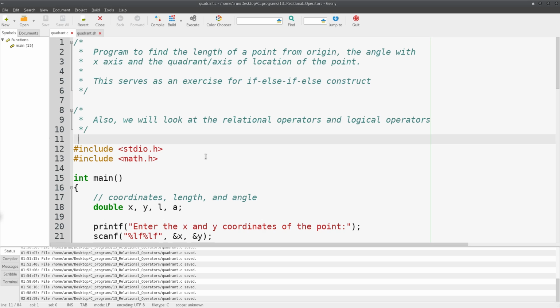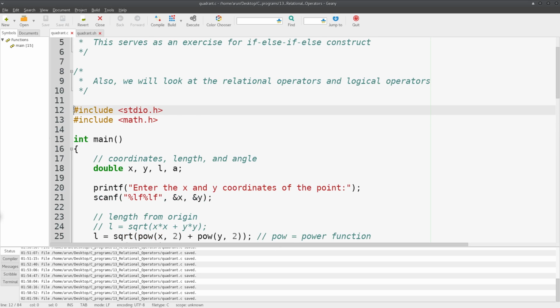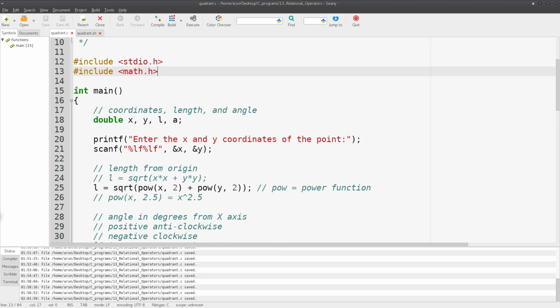I already have the program written over here. I'm just going to walk you through. In these two lines we just include stdio.h and a mathematics library. Now I start my main program over here. We need variables to get the x and y coordinates of the given point, the length and the angle. So I'm writing with the double keyword, creating four variables x, y, l and a.